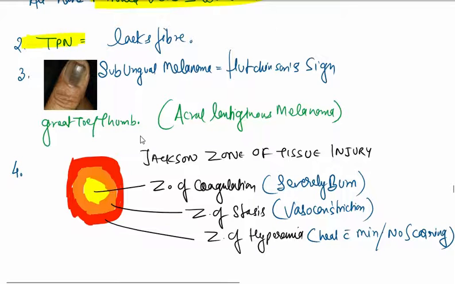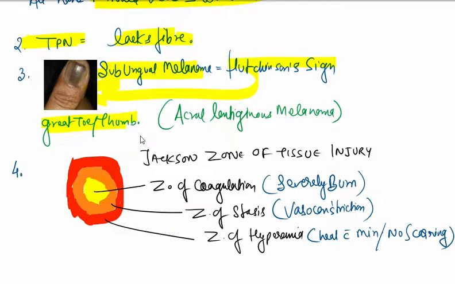Next one, TPN, total parenteral nutrition, lacks fiber. Next one, subungual melanoma. One of the characteristics is Hutchinson's sign, so this is the Hutchinson sign. It can be present in the great toe and thumb, and most of the literature says this is one of the features of acral lentiginous melanoma.